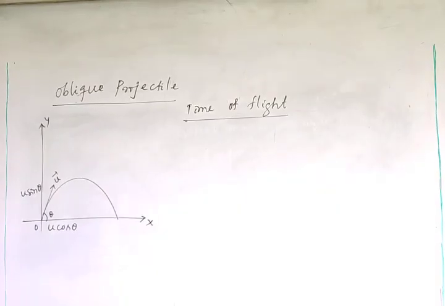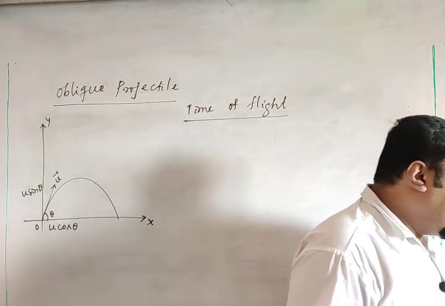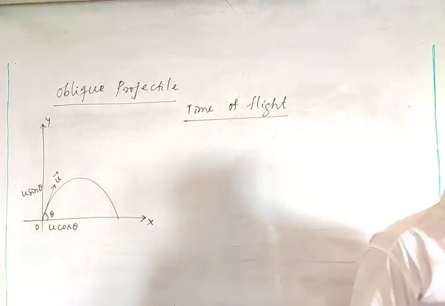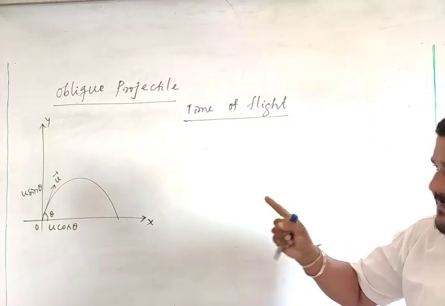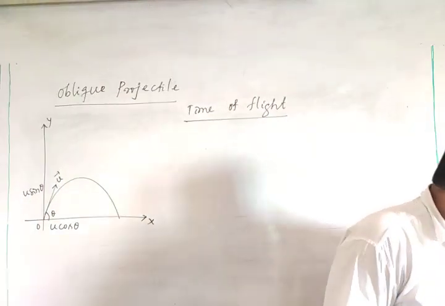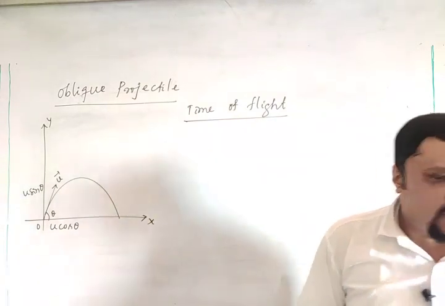Now come to the time of flight. So same, what does time of flight mean? It is the total time taken by the projectile to return back to the same level from which it was projected or thrown.